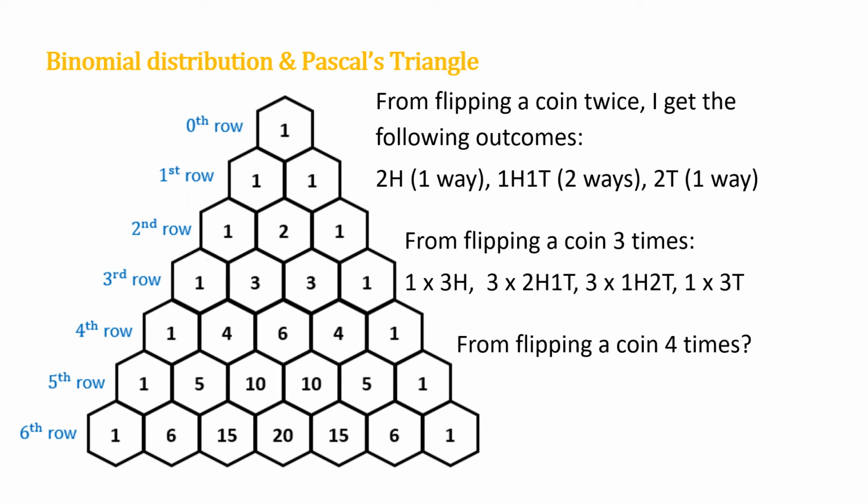So for flipping a coin 4 times, I can just go straight to the 4th row and say, well, there's going to be 1 way that I can get 4 heads. There's going to be 4 ways that I can get 3 heads and 1 tail. 6 ways that I can get 2 heads and 2 tails. 4 ways that I can get 1 head and 3 tails. And 1 way that I can just get 4 tails.